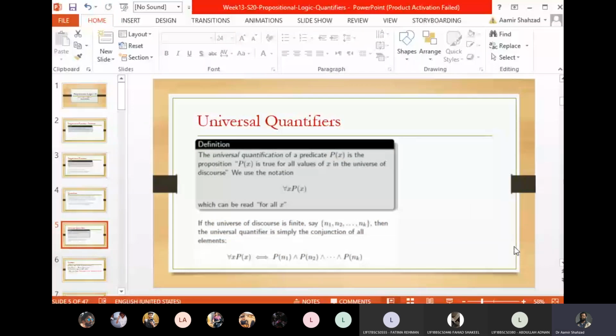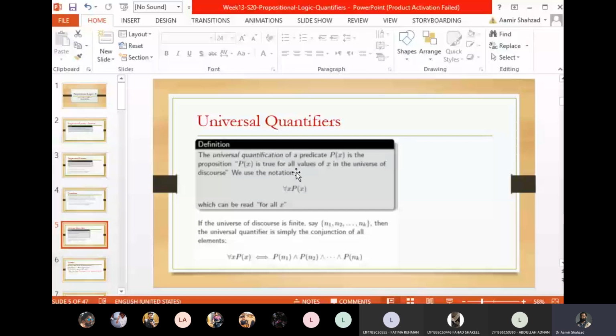So let's discuss in more detail about first universal quantifier. So the universal quantification of a propositional function of a predicate p of x is, it becomes true if p of x is true for all values of x in the universe of discourse. इसको मैथमेटिकली लिखने का क्या तरीका है? अगर हमारी स्टेटमेंट p of x है, so we write down for all x.